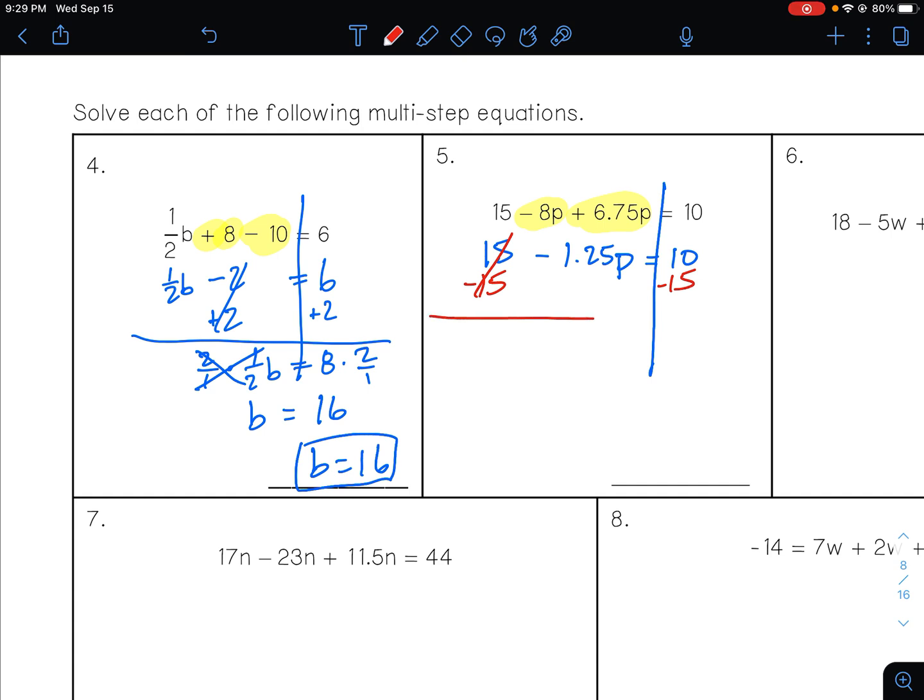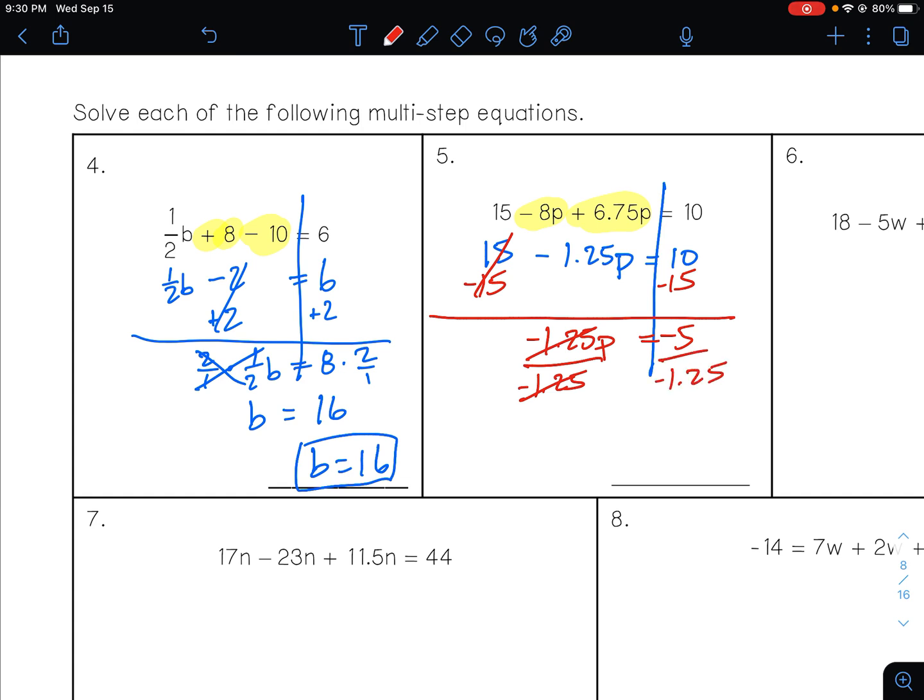Subtract 15 on the other side. 10 minus 15 is going to be negative 5. Equal sign. And then I bring down the negative 1.25p. Now, I need to get rid of that negative 1.25p. So divide both sides by negative 1.25. That cancels. Divide this by negative 1.25.